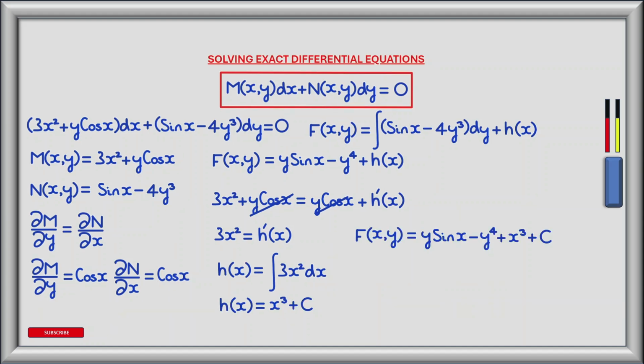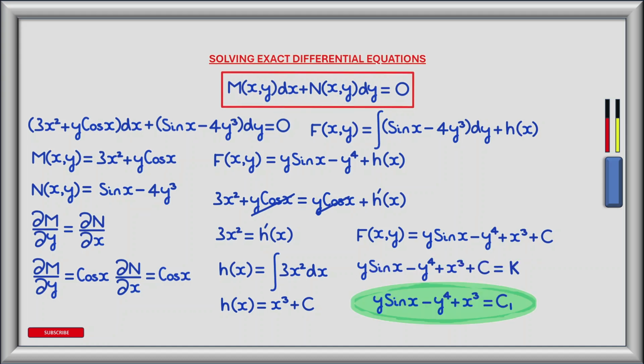And now if we plug h into this equation here, we get potential function f is equal to y sin x − y⁴ + x³ + c. And setting f equal to constant k, we have y sin x − y⁴ + x³ + c is equal to k. And combining c and k into new constant c1 gives us our final solution, where y sin x − y⁴ + x³ is equal to c1.